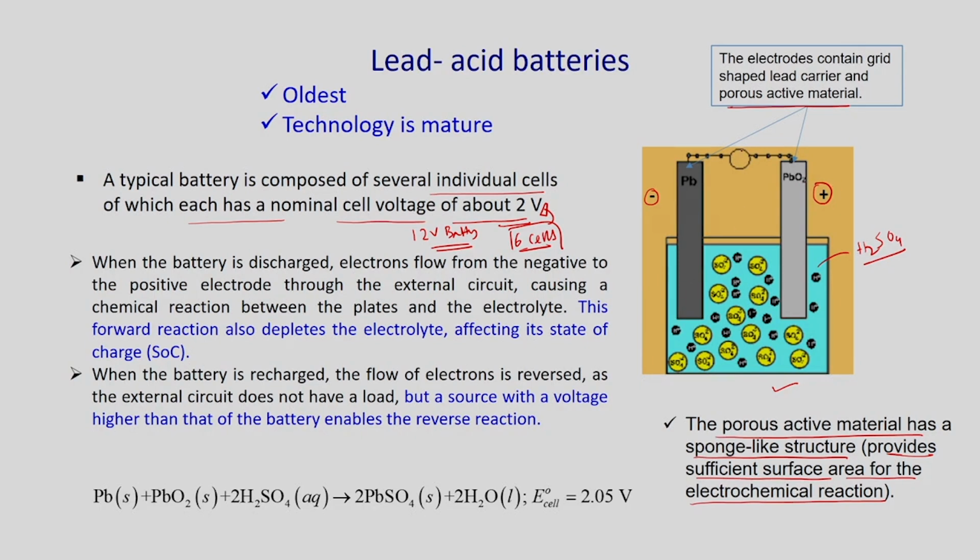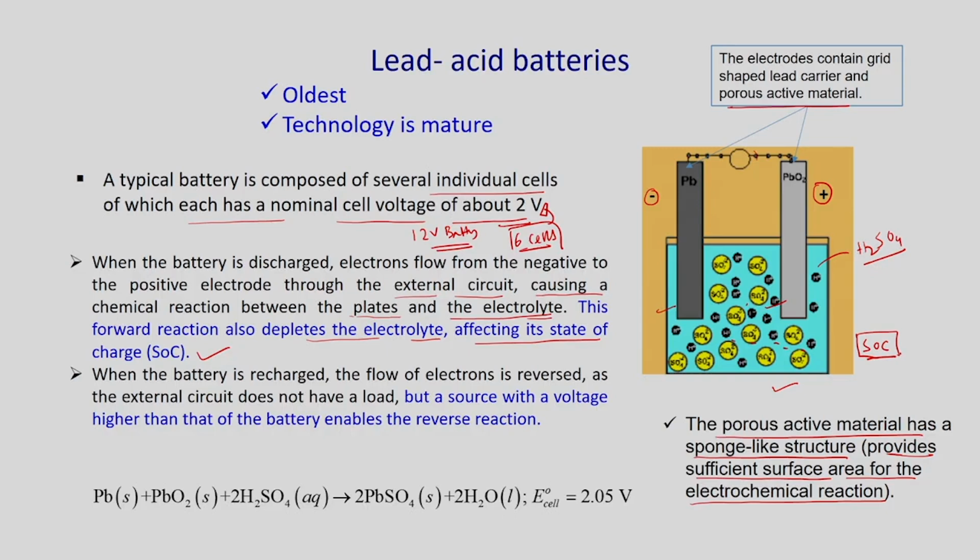When an external load is connected, electrons will flow from the negative to the positive terminal. So, when the battery is discharged, the electrons flow from the negative to the positive electrode through the external circuit, causing a chemical reaction between the plates and the electrolyte. These are the electrolytes here and these are the plates. This forward reaction also depletes the electrolyte, affecting the state of charge. SOC, we will define what SOC is.